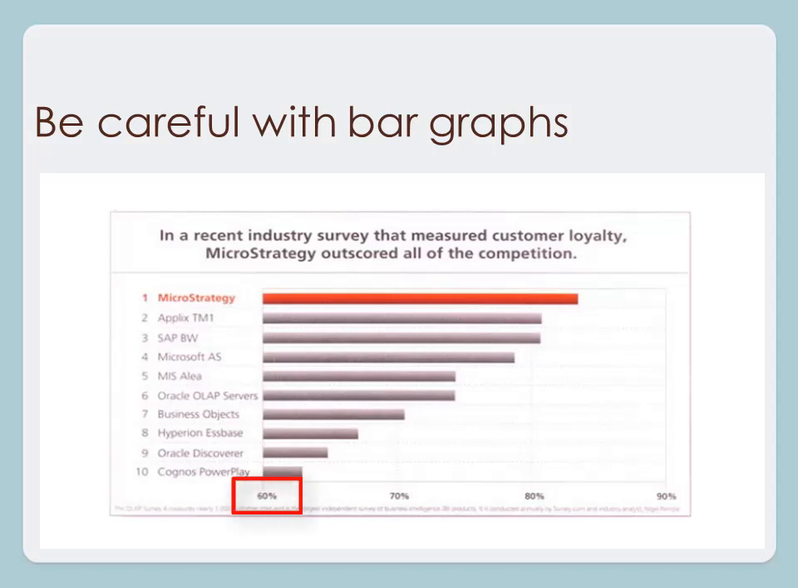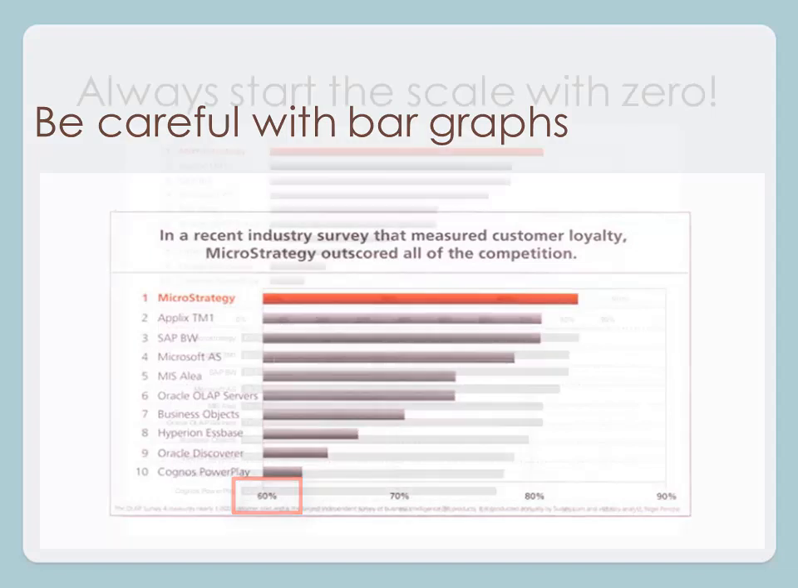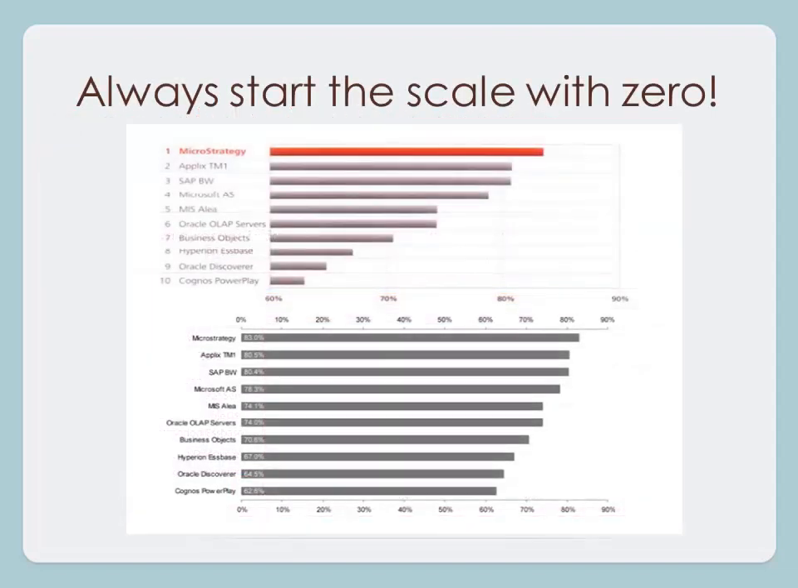Instead of starting the axis at 0 when they build the graph, they use 60%. If we rebuild this graph and we represent it this time starting at 0 and not 60% as we see above, we will realize that the difference between the highest and the lowest scores actually is not that big. Such a strong difference is not visualized as seen in this case.